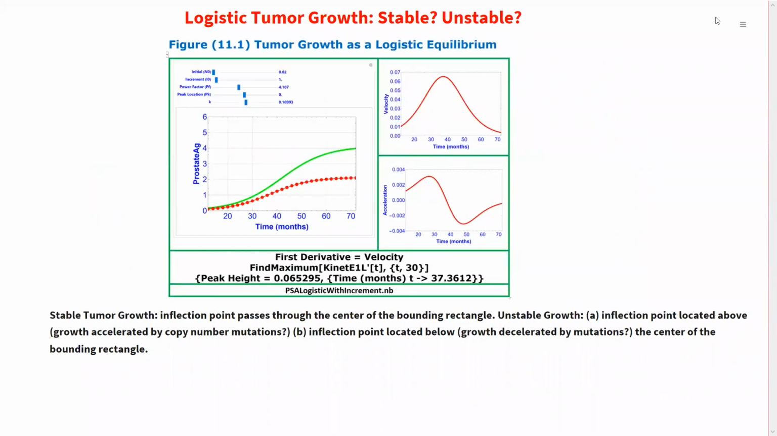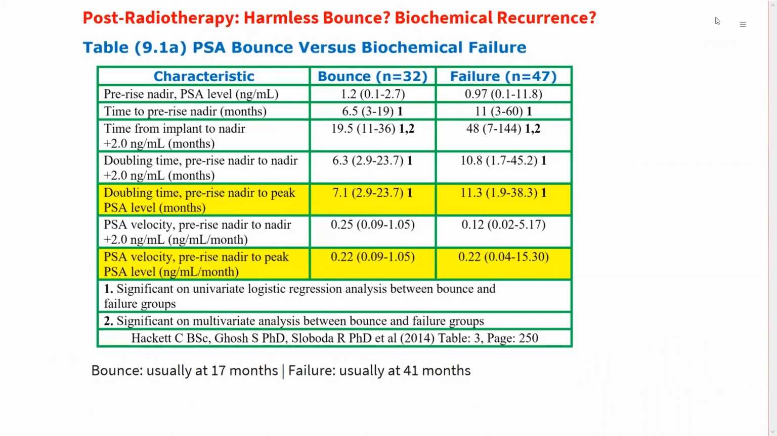Now, getting back to my interpretation of the logistic equation, think about your data points going through the inflection point. If they pass through the inflection point, what that means is there's no new mutations. If they go above the inflection point, you're in trouble. It's probably the tumor's getting hotter. And if your data points go beneath the inflection point, there's a good chance that you're better off.